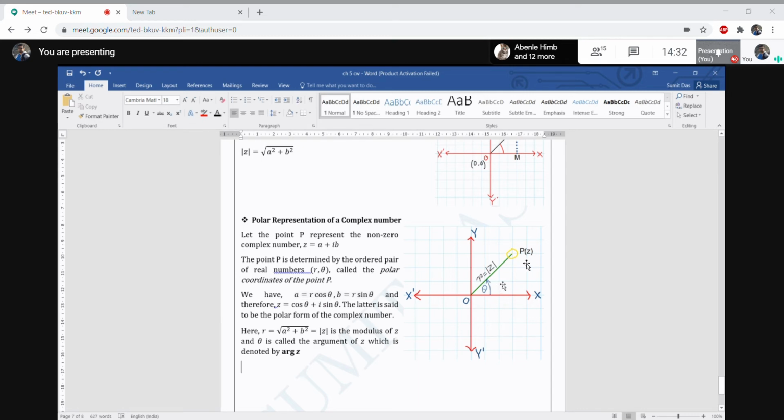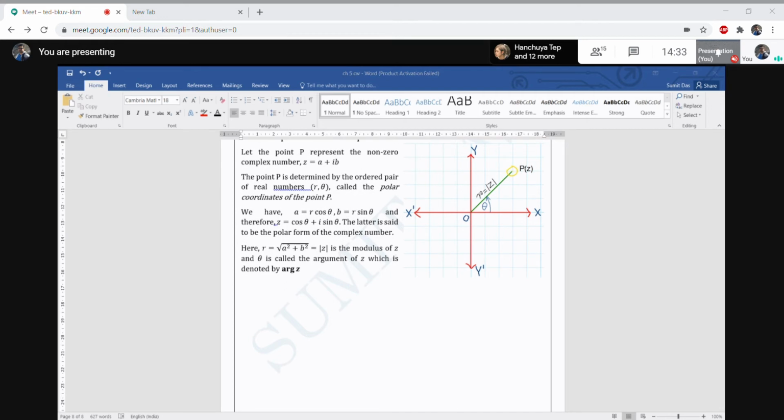If you ask me, then I can answer. If you join this line, it will be a right angle triangle, right? Where this is r and this is theta. For this one I'm showing you a diagram. Wait for a minute.